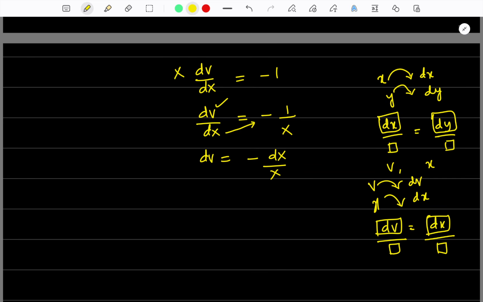So what I'm going to do, I'm going to integrate now. If I integrate, what will happen? The integral of dv is v, and the integral of minus dx by x is minus ln x, plus the integrating constant c. We are going to put c only because the terms are not all in ln. So we got the equation v is equal to minus ln x plus c.